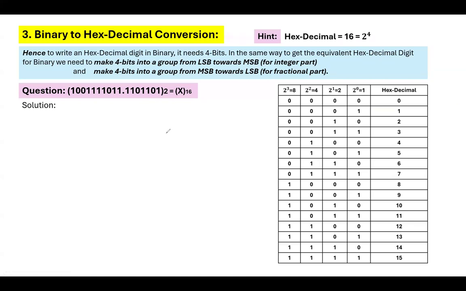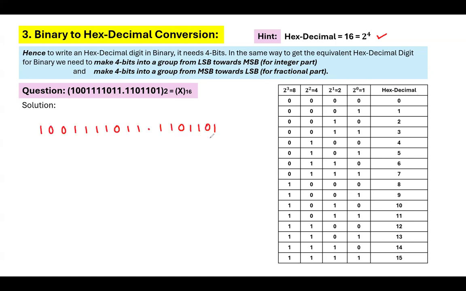Same process you should follow, just like binary to octal. Hexadecimal means 16. 16 equals 2 power 4, so 4 bits are required to make a group. And also with the help of the truth table we can write the equivalent hexadecimal number. 2 power 0, 2 power 1, 2 power 2, 2 power 3. Because 4 bits are required, we have to take 4 binary weights to write the equivalent hexadecimal number.